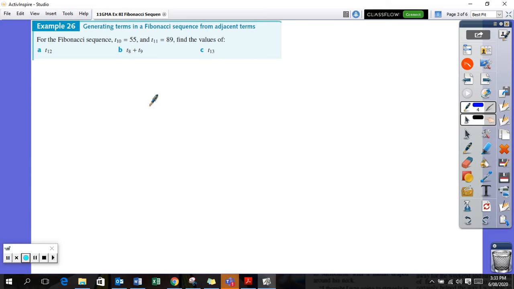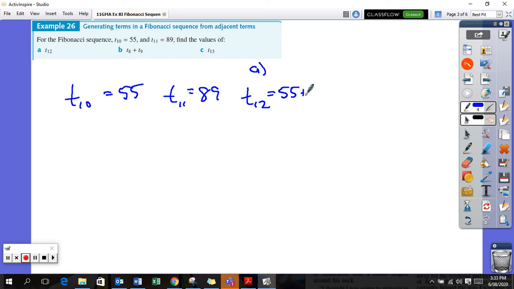Okay, let's have a look at some terms in the Fibonacci sequence. So we've been told that T10 is 55, T11 is 89. We've been given that information. We want to find T12. So to find T12, it's just going to be the previous two numbers, 55 plus 89, so T12 is going to equal 144.